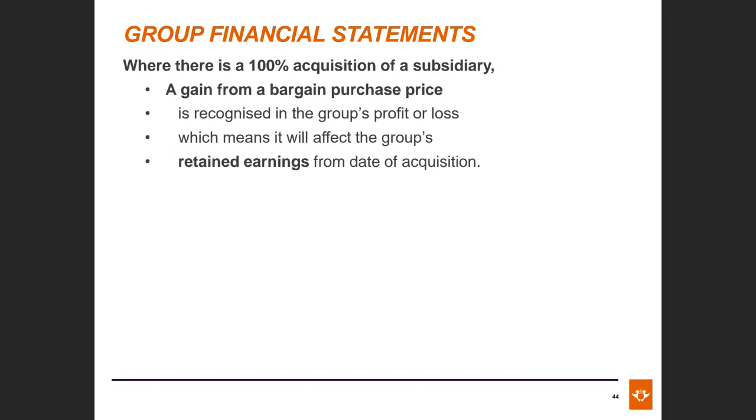So where's the gain from bargain purchase recognized? It is going to be recognized in the group's profit or loss, which means it will affect the group's retained earnings from date of acquisition. So it is recorded in the profit or loss, and then in the retained earnings. Your retained earnings is your opening balance retained earnings plus your profit for the year, and that will give you your retained earnings. Therefore, if your gain from bargain purchase is recognized in the group's financial statements, it is going to affect your retained earnings.